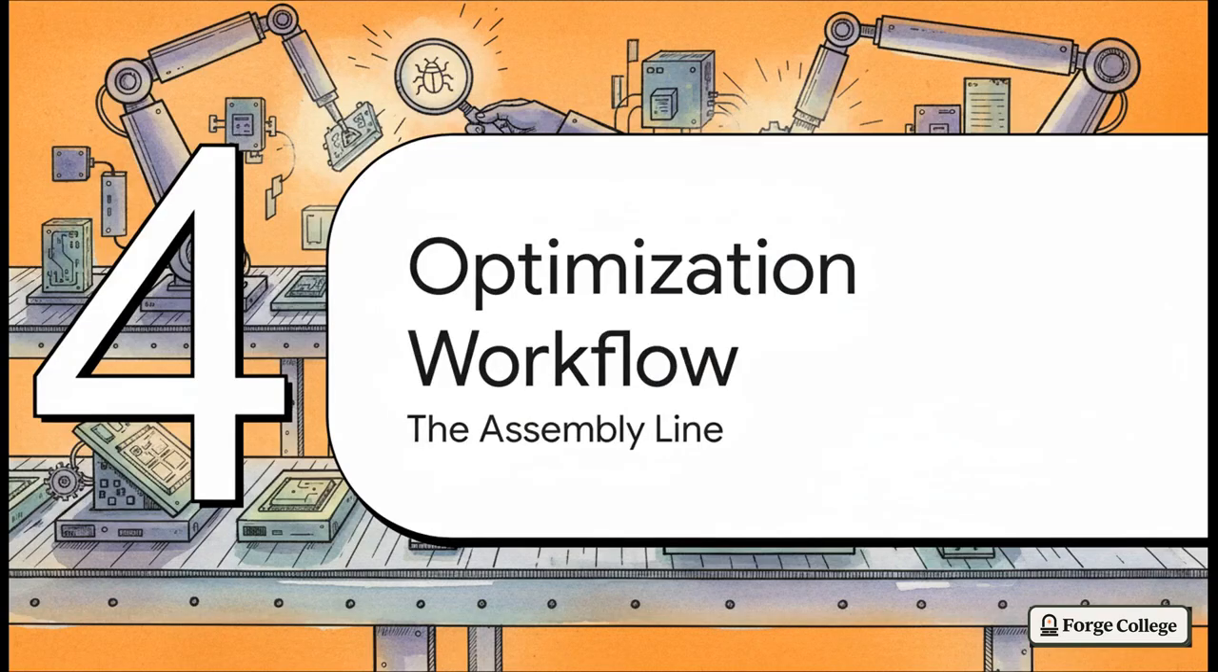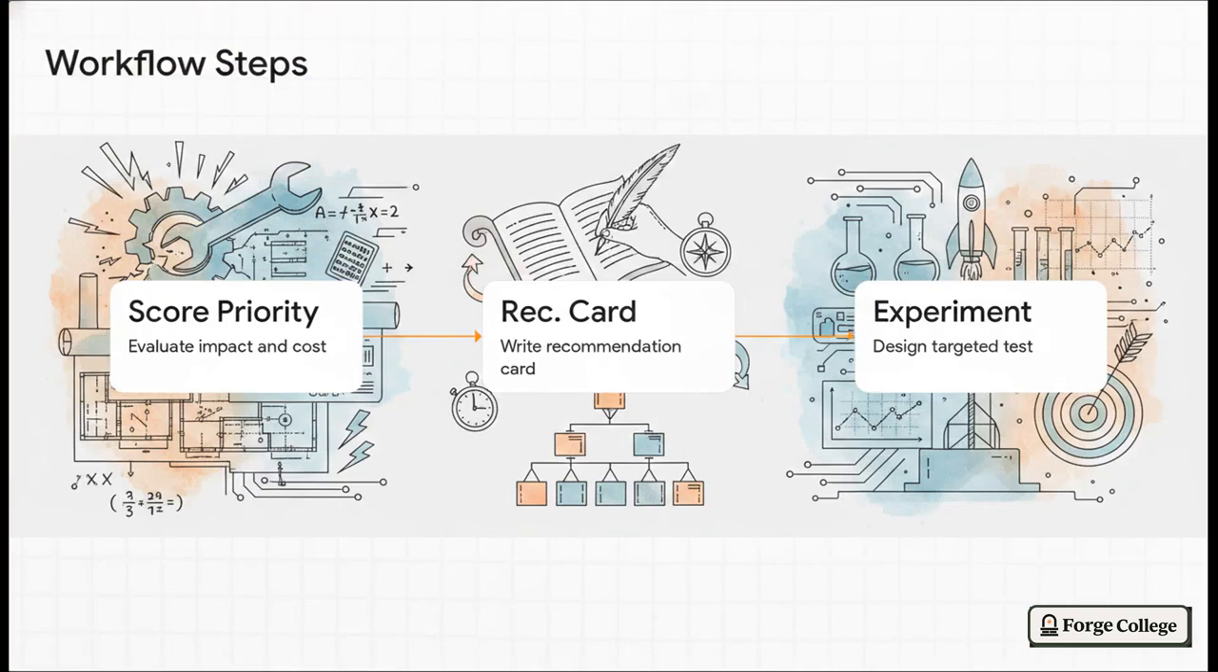All right, moving into Section 4, the optimization workflow. Time to hit the assembly line. So we have all these great ideas, but how do we actually prioritize these fixes without accidentally breaking our entire application in the process? We need an assembly line. Here's a really solid 3-step triage process.